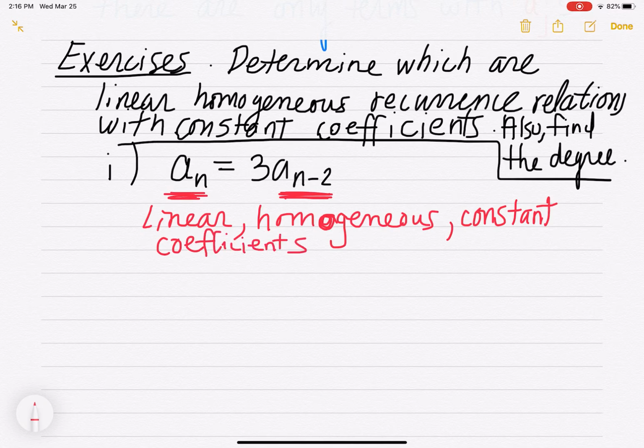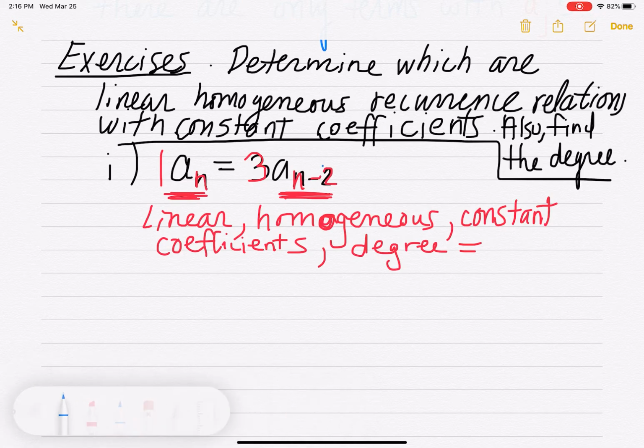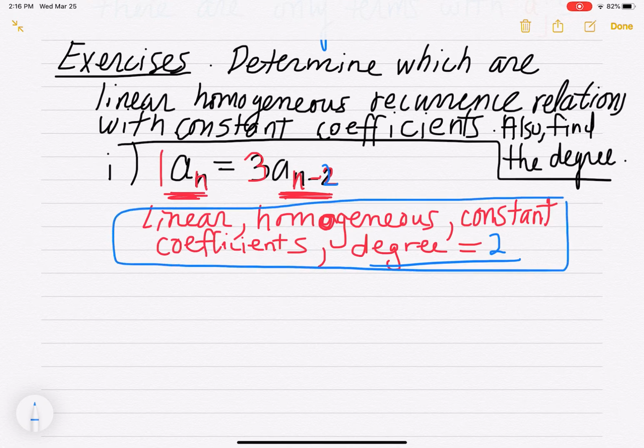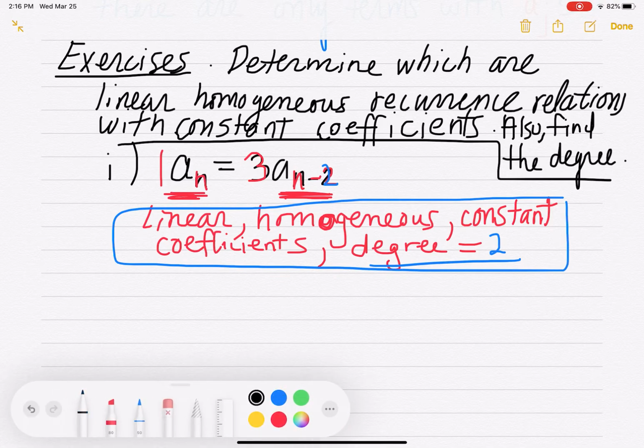If you look at your coefficients, you have a 1 here and a 3 here. And the degree is equal to, in this case, the degree is 2. So if you look here, you have a_n equals 3 times a_{n-2}. So this number right here, that's called the degree. The degree is 2 here. So this recurrence relation is linear, homogeneous, has constant coefficients, and has a degree of 2. Let's do number 2.